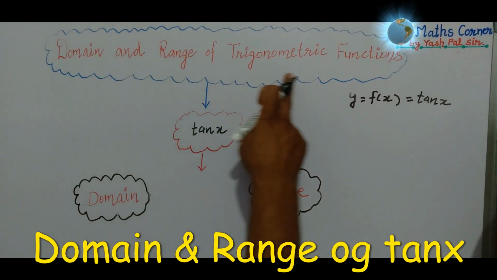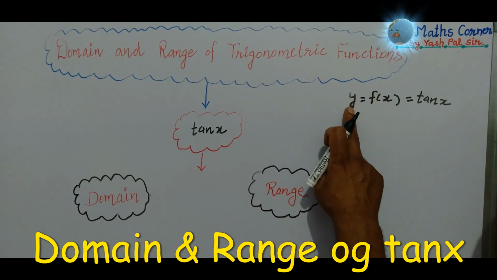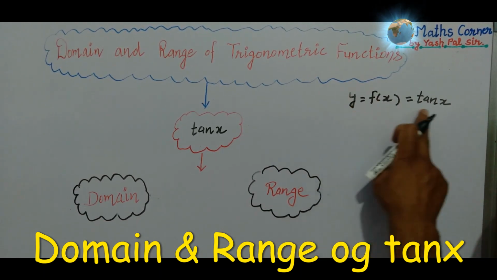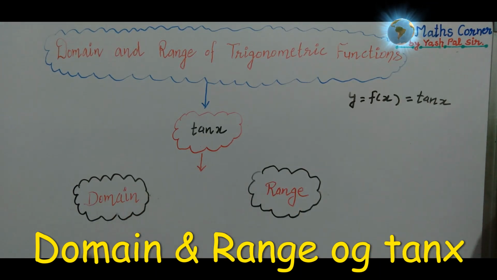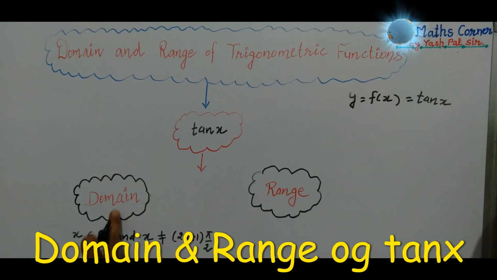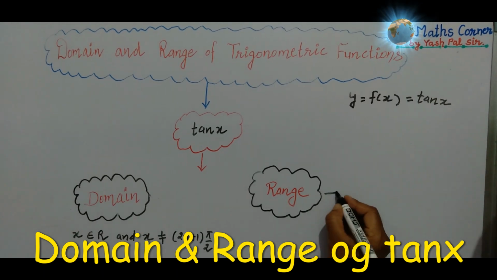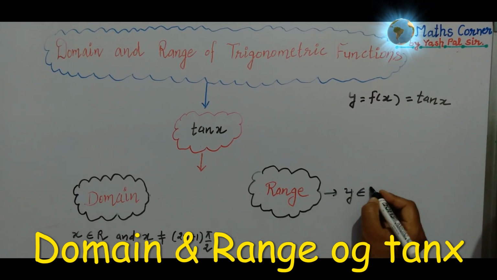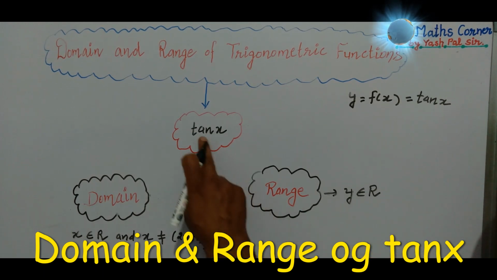Domain and range of the trigonometric functions. Here tangent x is the function, so what is the domain? Domain means the value of x. x belongs to the set of all real numbers, but x should not take the value (2n plus 1) pi by 2, because at these points it is not defined. Similarly, the range: y belongs to the set of all real numbers is the range of tangent of x.